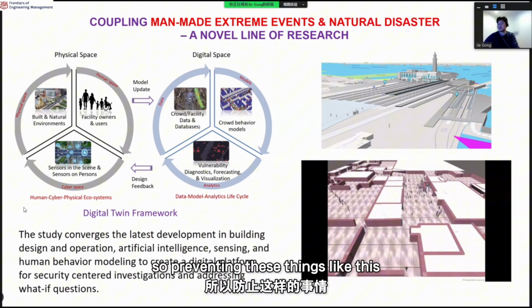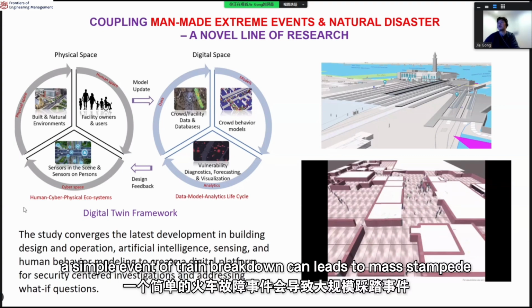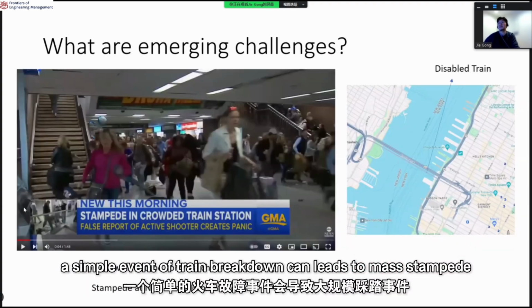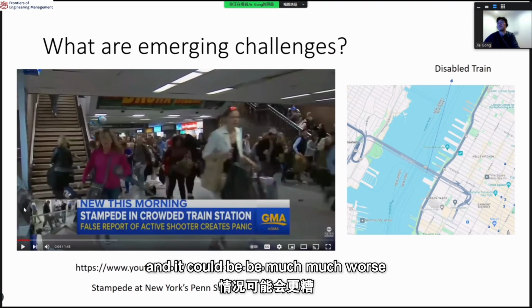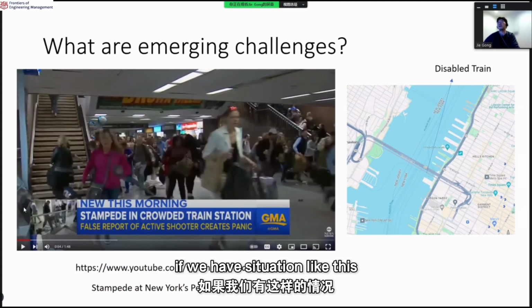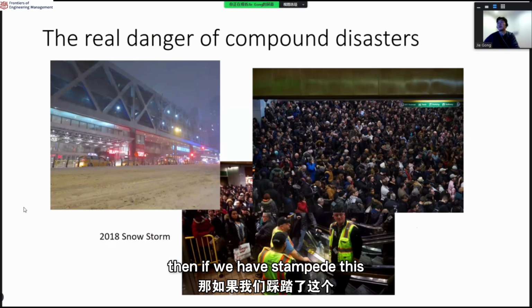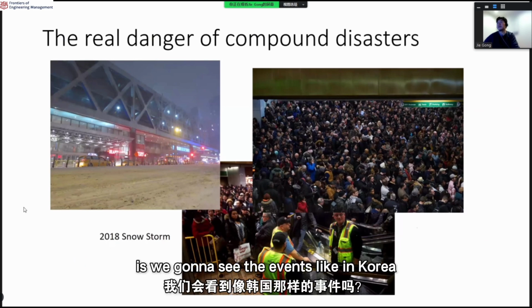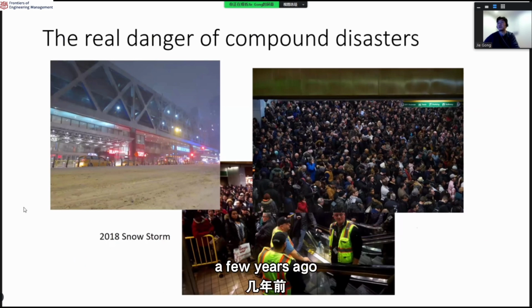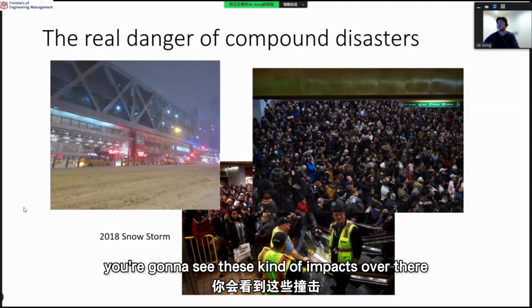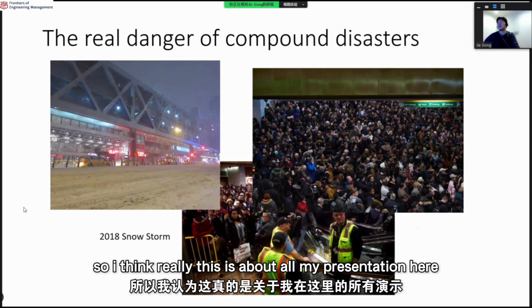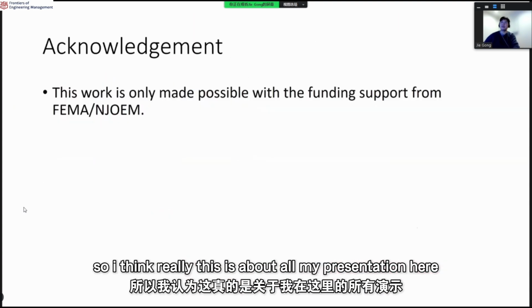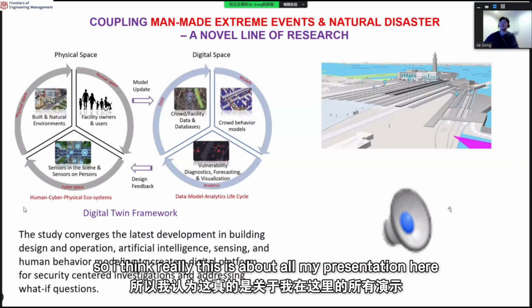So we can prevent things like this. A simple event like a train breakdown can lead to a mass stampede, and it could be much worse. If we have a stampede, we're going to see events like the one in Korea a few years ago. We're going to see this kind of impact. So I think that's really all of my presentation here.